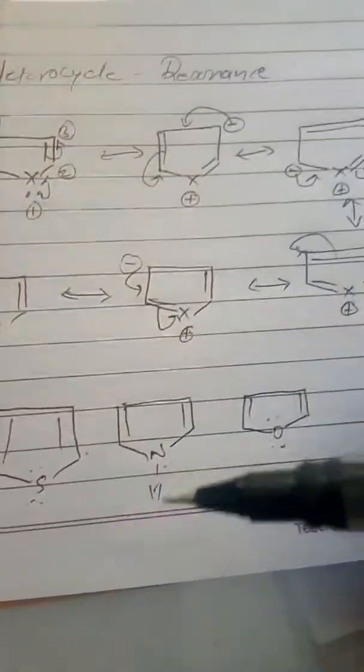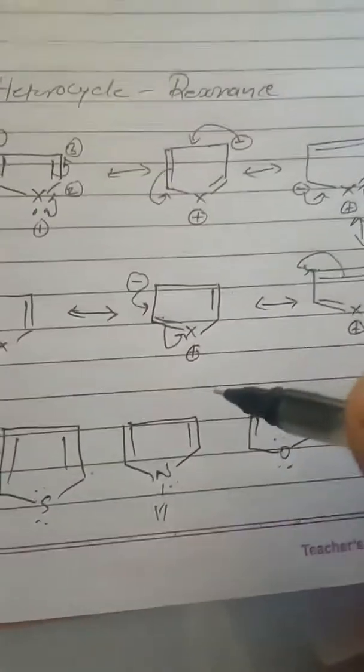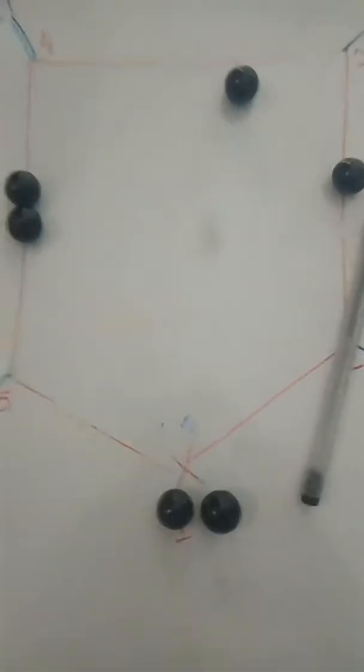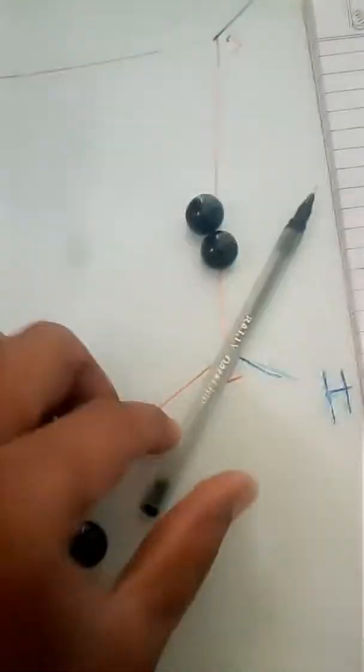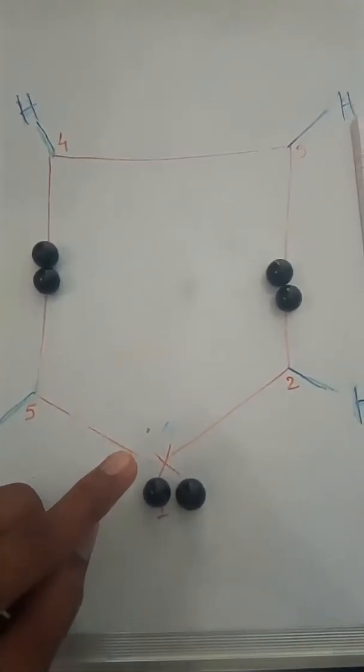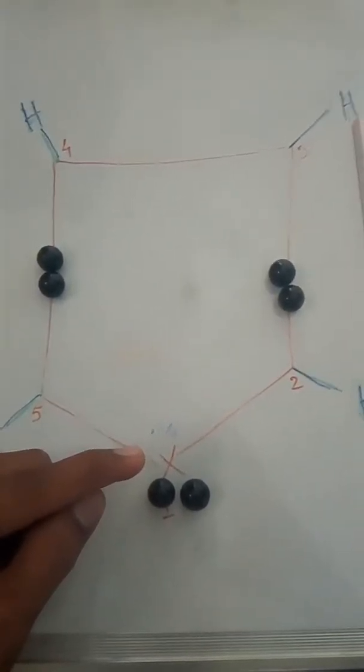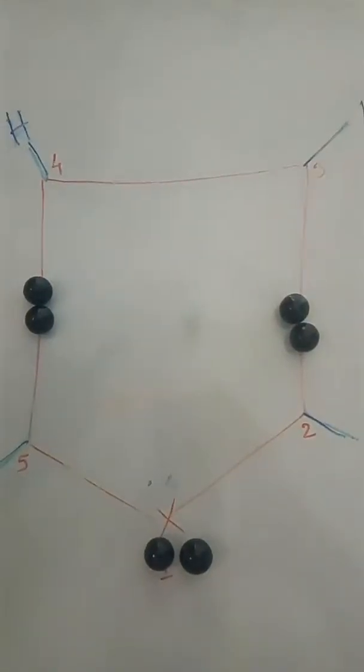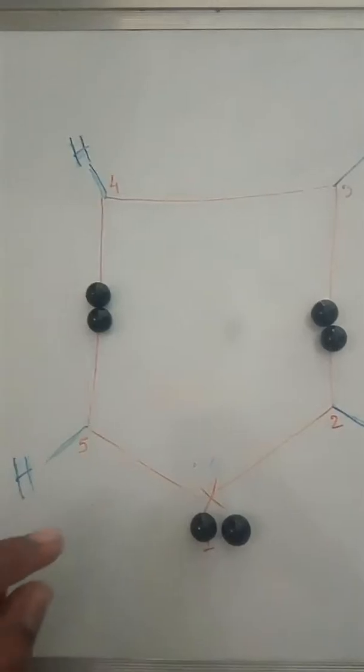You can take sulfur, nitrogen, or oxygen as the heteroatom. In all cases there is a lone pair of electrons, and the same kind of structure will take place. Now we will try to understand the model. Now this is a heterocycle. This is the lone pair of electrons of the heteroatom. This is the second carbon, third carbon, fourth and fifth.